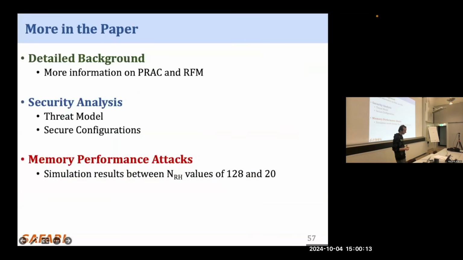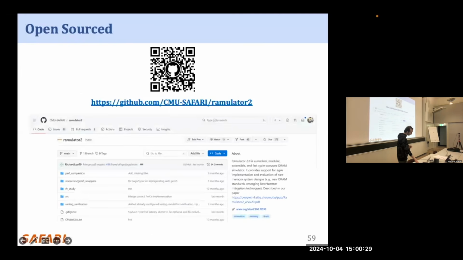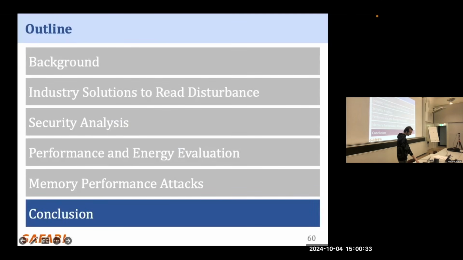We have more results in the paper where we describe each mechanism in detail, and we also explain more about our threat models. We also share simulation results about the memory performance attacks. Our paper is available on arXiv or the RAMSec workshop website, whichever you prefer, and our implementations are fully open source. Now I'll conclude my talk and mention some future directions about PREC.